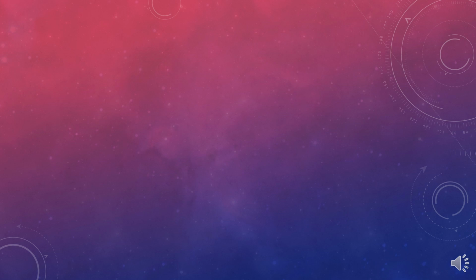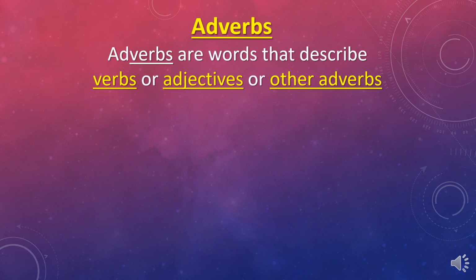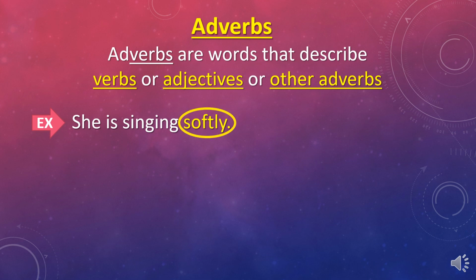So adjectives describe nouns. What about adverbs? Adverbs are words that describe verbs, adjectives, or other adverbs. Okay, so adverbs do not describe nouns, they describe what? Verbs, adjectives, or other adverbs. For example, she is singing softly. Where is the adverb here? Softly. And what does it describe? It describes singing. Singing is a noun or a verb? It's a verb, okay? So the adverb softly describes a verb.